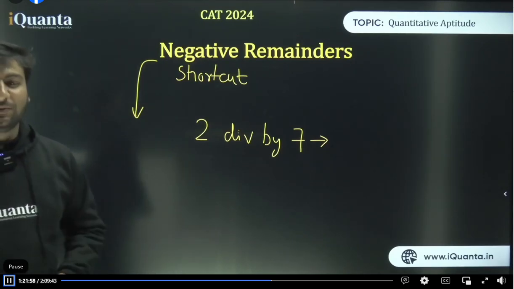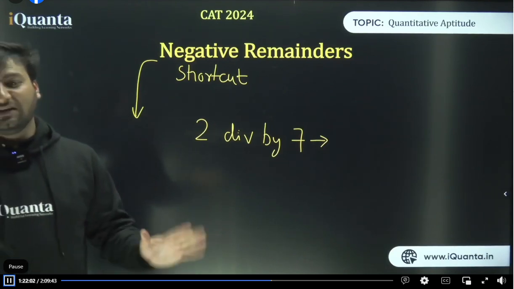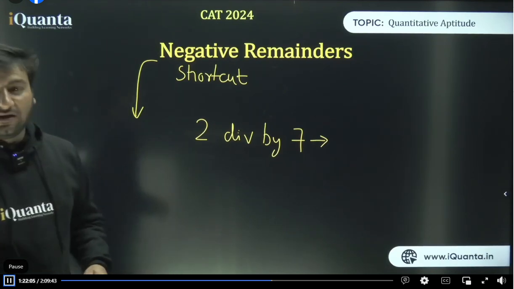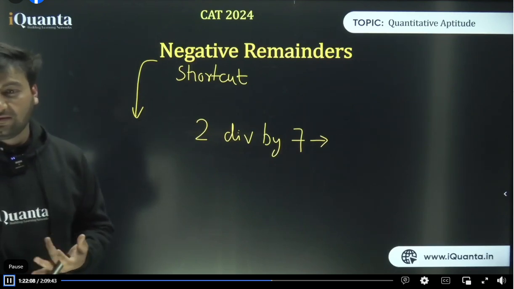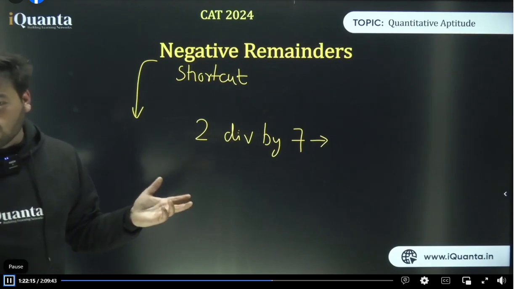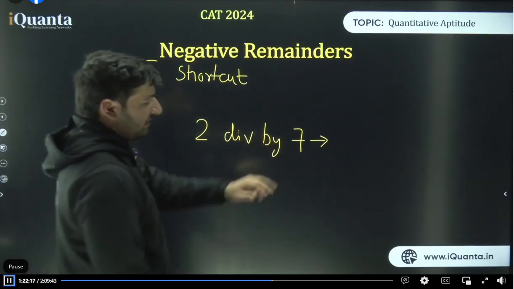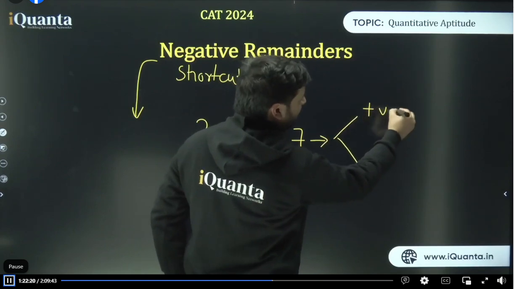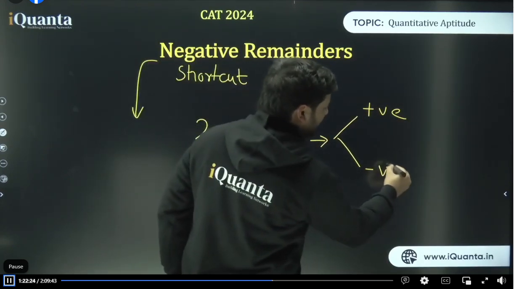2 divided by 7. What will be the remainder? Mayank is answering 2 and Narayan is answering -5. Somebody is also answering 1. I suppose that may be your answer to the previous question, maybe, not sure. 1 will never come, okay? Look, there are two cases here. One of these will be the positive remainder, one will be the negative remainder.